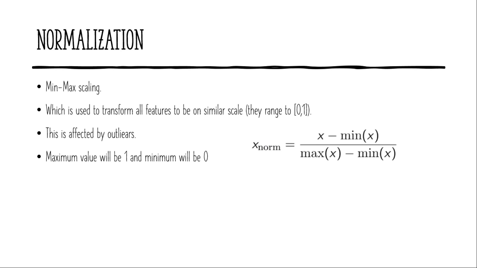But one of the drawbacks of this technique is that it will not handle the outliers perfectly, because if we have outliers which are different from the normal data distribution, when you apply minimax scaling, all the values will be between 0 and 1, so it will not correctly handle the outliers, and that is one of the drawbacks. And as I said, the minimum value will be 0 and the maximum value will be 1.